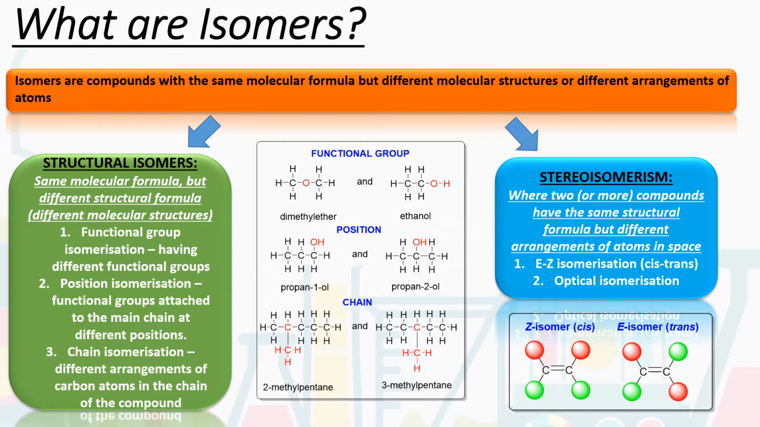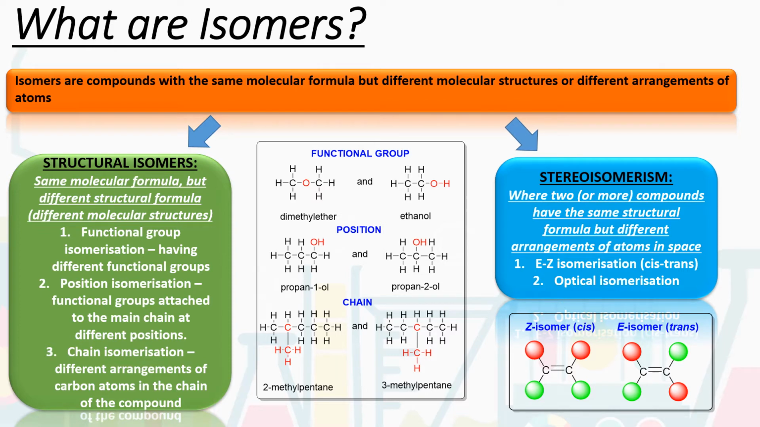And so there are three specific types of examples. The first is functional group isomerization. This is where we have different functional groups that give us the same molecular formula. So the example I've given here is dimethyl ether and ethanol. So this is the example of C2H6O. Both of those compounds have that same molecular formula, but as you can see, the connectivity of those atoms is very different. And actually this is functional group isomerization because we have an alcohol in ethanol and our dimethyl ether is an ether. They're different functional groups.